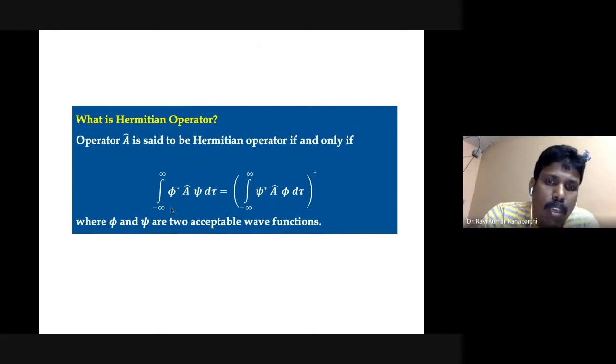Now you can take any operator. You allow that operator to operate upon one function, that is psi. When an operator operates upon a function, what happens? You will get another function, right? We have just seen that when an operator operates upon a function, it transforms into some new function. Now the next thing I'm going to do is multiply with the complex conjugate of the second function. What is this? Phi star. Phi star is the complex conjugate.